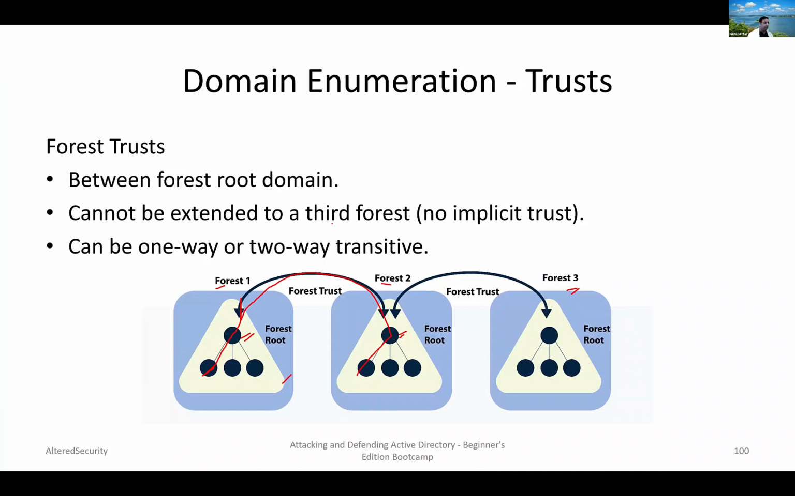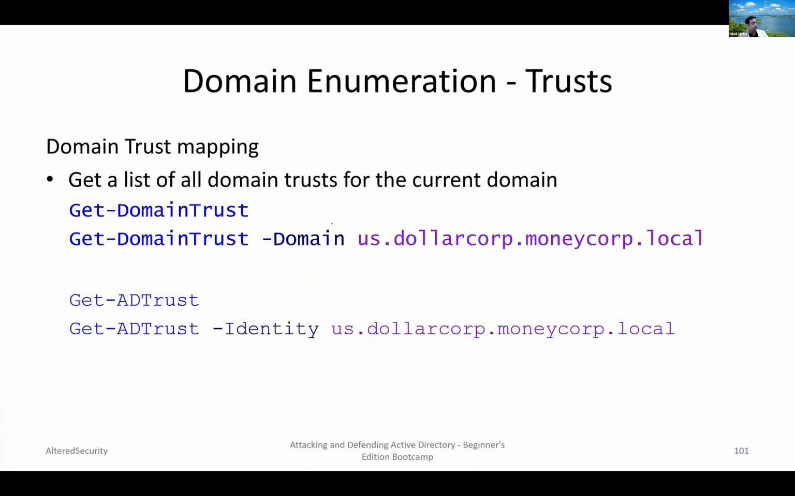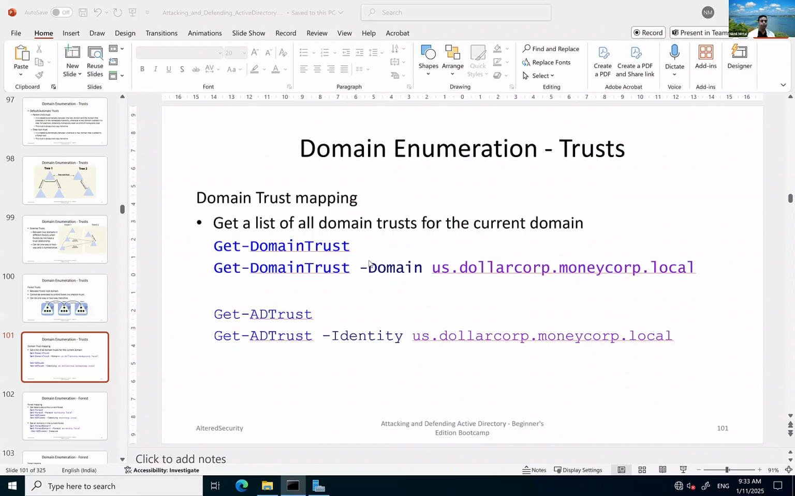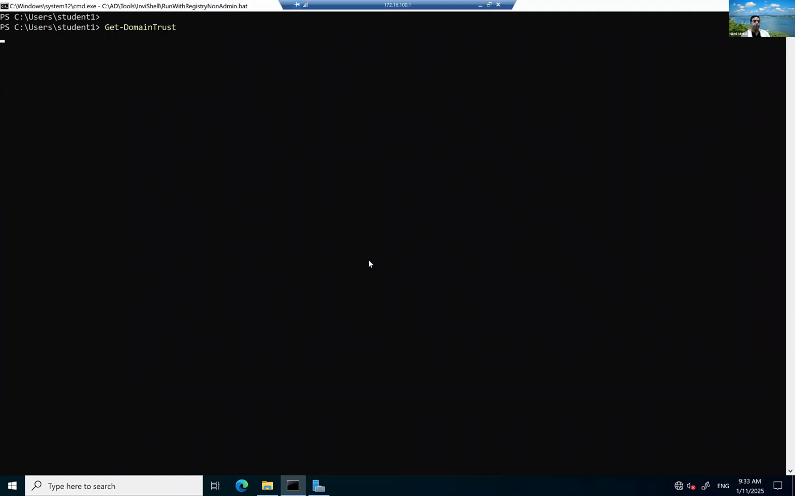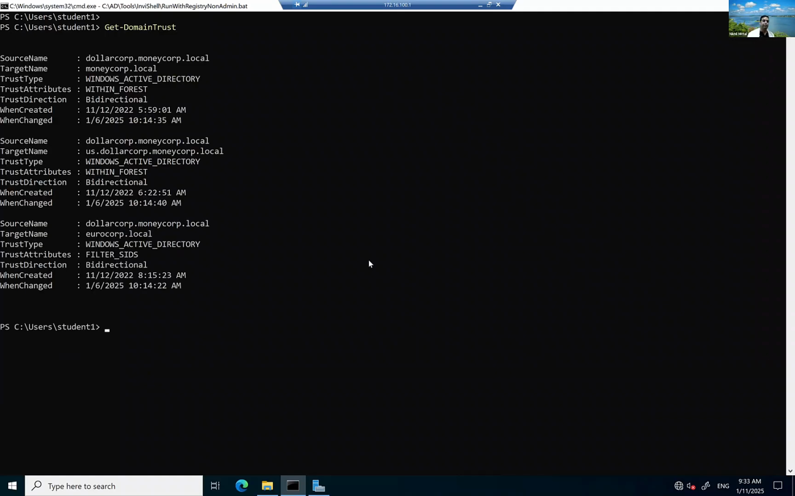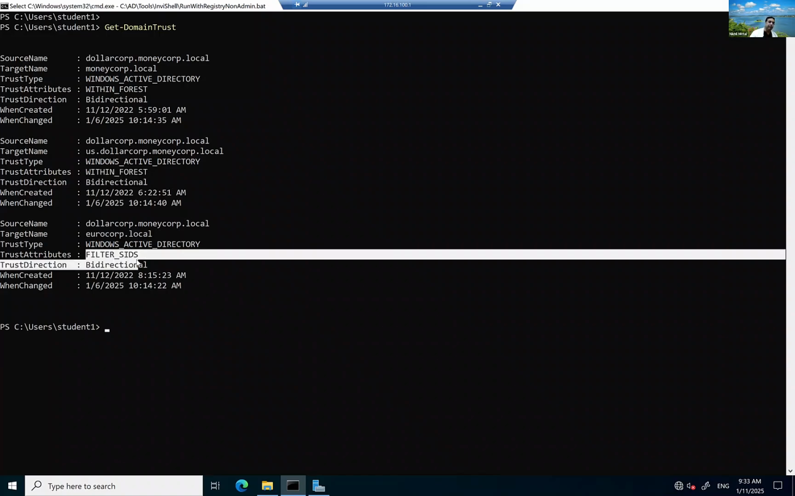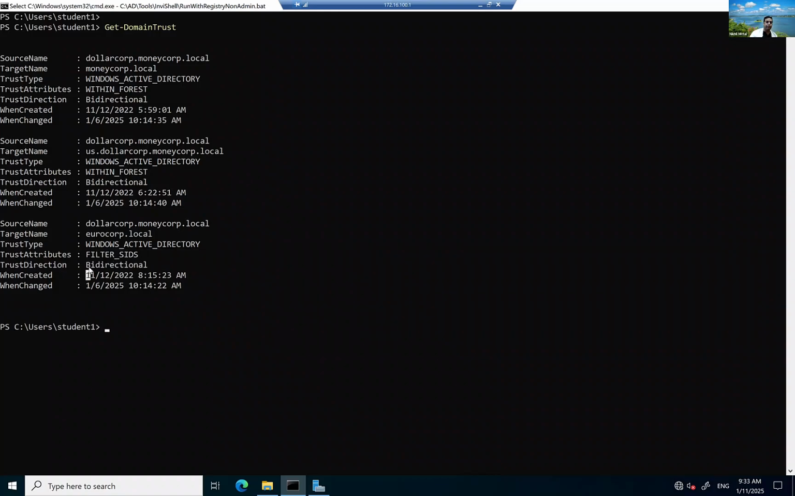How do you enumerate this from the command line using PowerView? You can use PowerView or the AD module. If we run Get-DomainTrust, we can list the trust relationships. So the current domain has a trust relationship with MoneyCorp, which is within forest, bidirectional. US.Corp, which is a child within forest, of course bidirectional. Eurocorp, which is an external trust, but it is still a bidirectional trust.